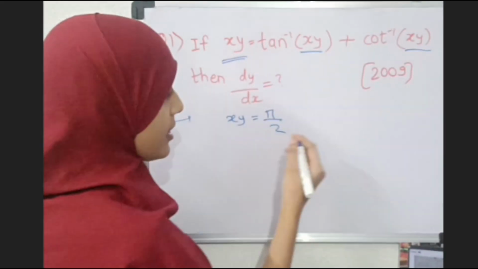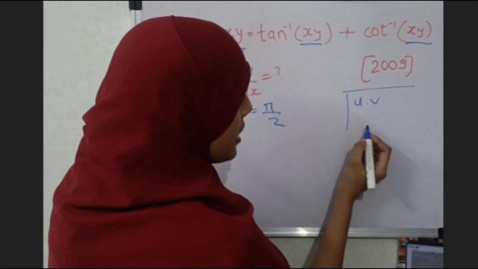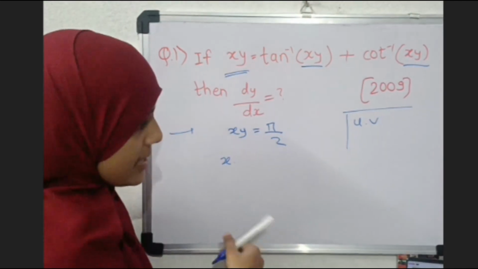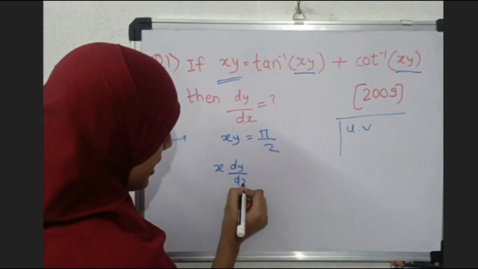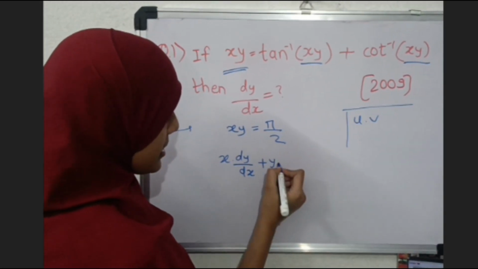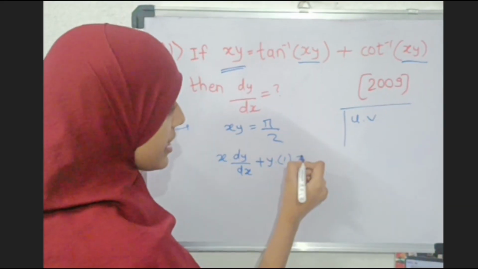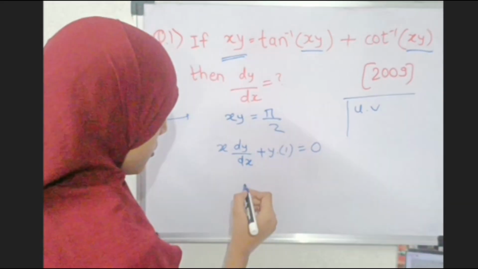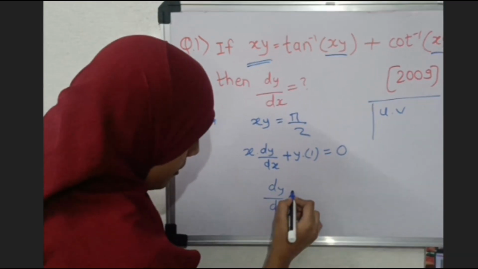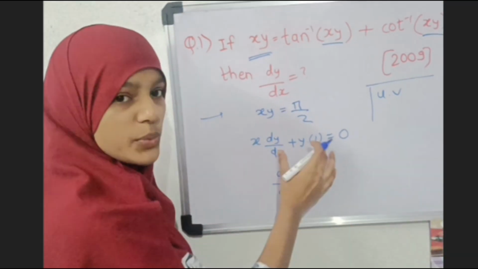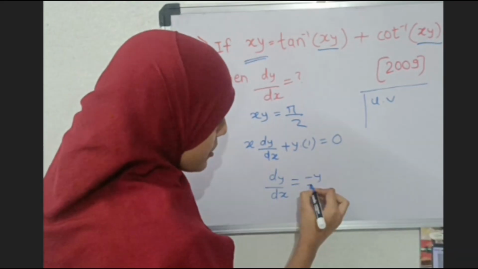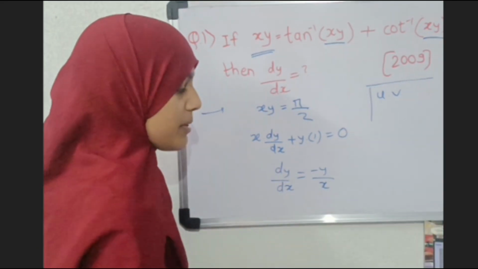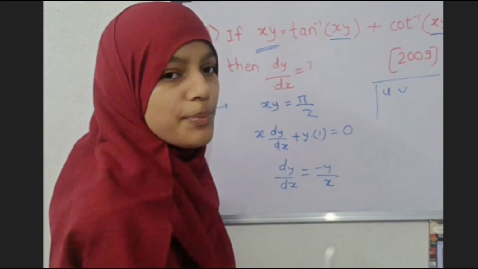Now we have to differentiate it by using the u·v formula. So let's solve it. Let's put x as it is, take the differentiation of y, that is dy/dx, plus now put y as it is and take the differentiation of x, that will be 1. And what will be the differentiation of π/2? It is a constant, so the differentiation will be 0. So let's find dy/dx. Here it is a plus y. If it goes to the right side, it will become minus y. And here x is in multiplication, so it will become division. So it will be minus y by x. Hope you understood it. It was repeated in 2009.